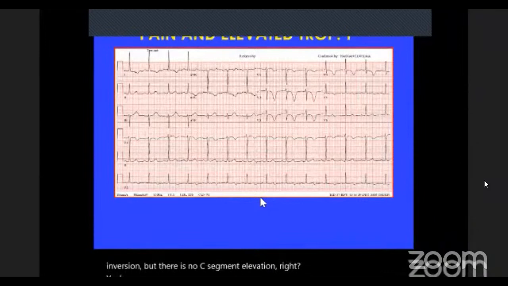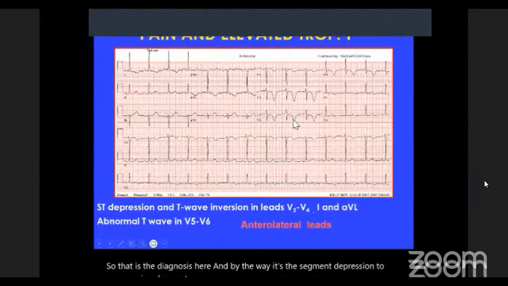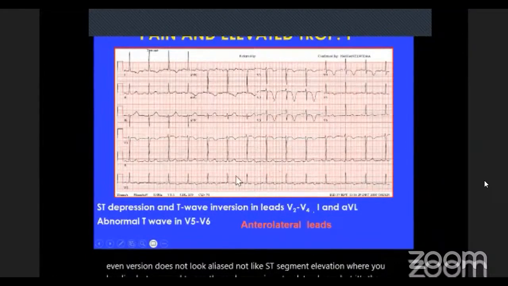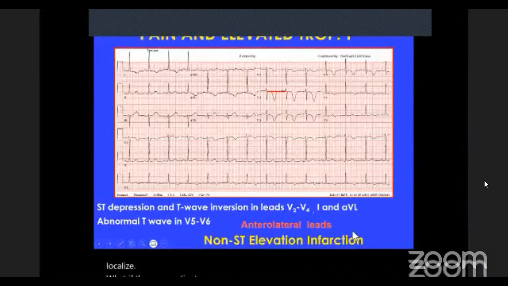He has a positive troponin. Exactly, so it's non-ST segment elevation myocardial infarction. That is the diagnosis here. By the way, ST segment depression and T-wave inversion do not localize, unlike ST segment elevation, which does localize, but we need to see these changes in the anterolateral area. What if the same patient had negative cardiac enzymes? Then we are dealing with unstable angina, right?